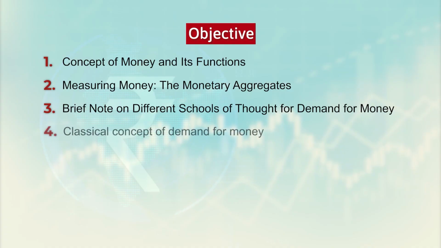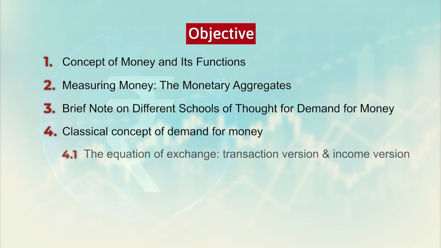In demand for money 1, we will focus only on the classical concepts of demand for money. And under these classical concepts, we will have the equation of exchange. This essentially, some of us know, talks about the quantity theory of money. This quantity theory of money again has two versions. One is the transaction version, the other is the income version of this equation of exchange. And this equation of exchange is essentially the major building block of the classical concept of demand for money.